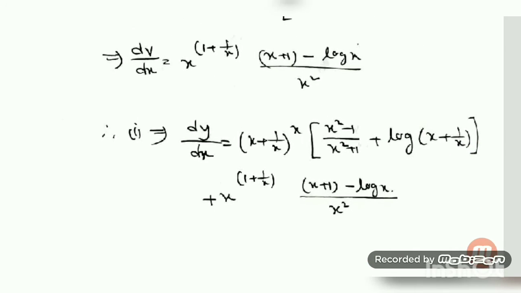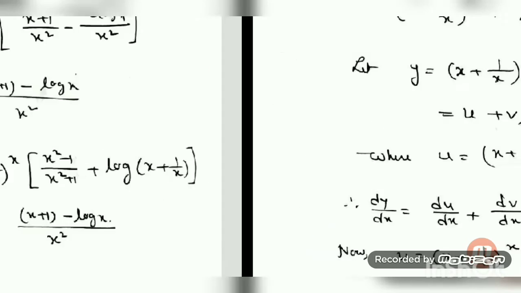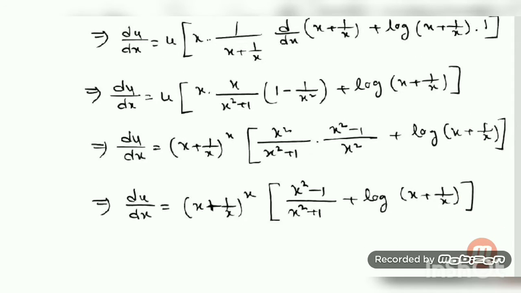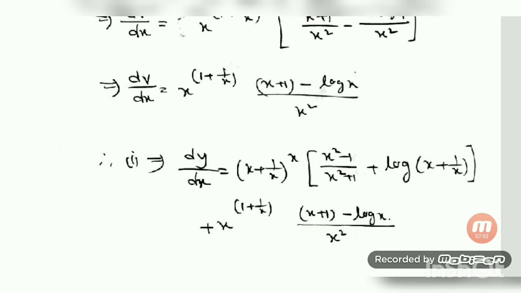After getting dv/dx, I had already told you that in dy/dx, which I marked as 1, there I'll substitute u, du/dx and dv/dx. What is du/dx? You see from the previous step, that is (x plus 1/x) to the power x into this expression. Remember this, okay? I have substituted here. (x plus 1/x) whole to the power x, (x square minus 1)/(x square plus 1), log of (x plus 1/x), and v is this much, dv/dx is this much. So substituting these two, we get our answer. So here this question is completed.